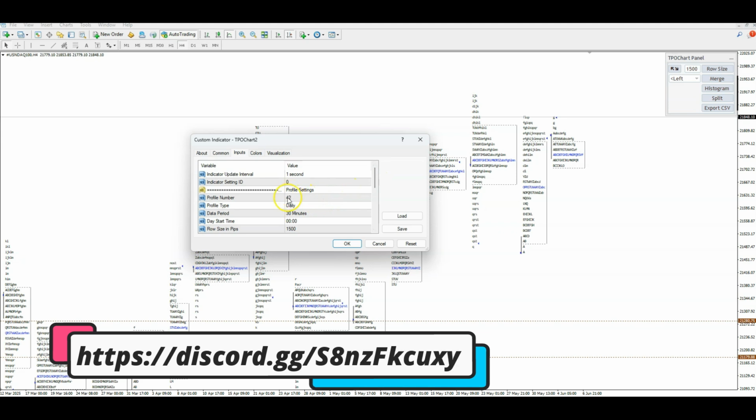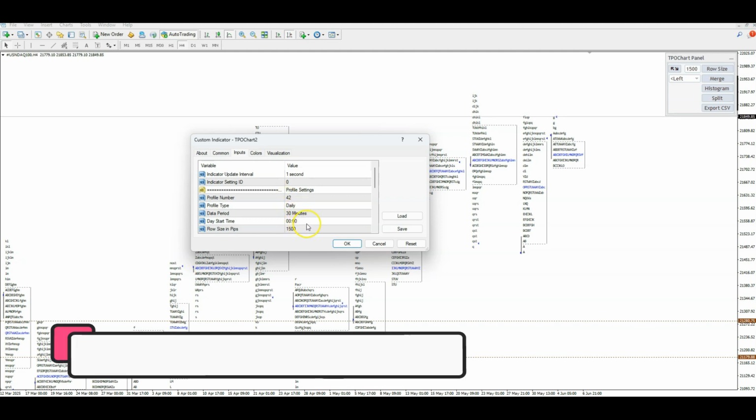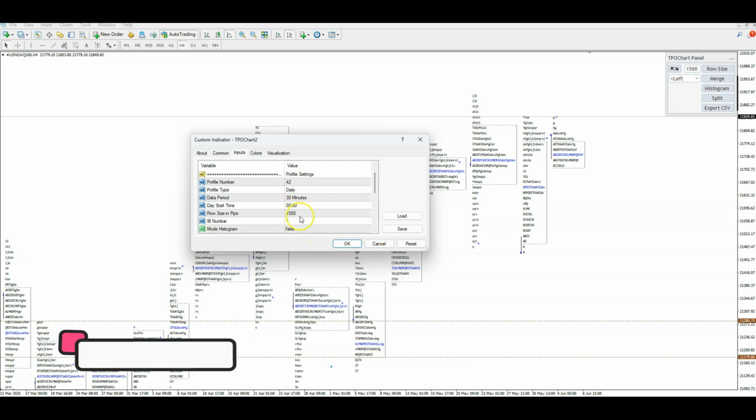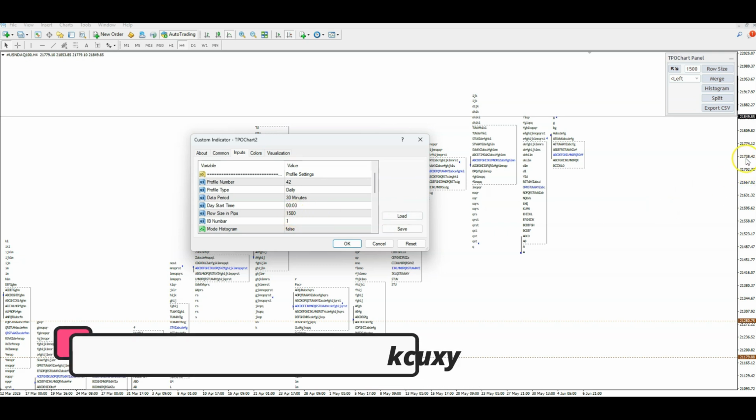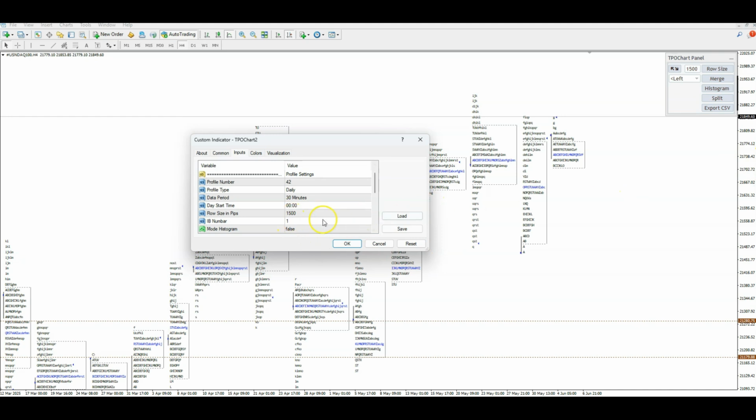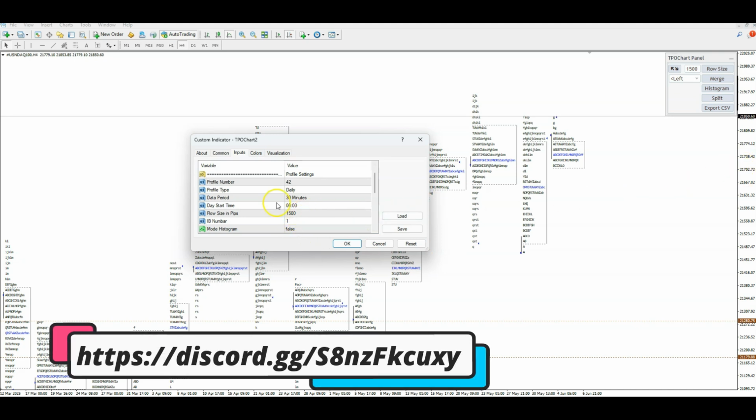So I've got a 42 profile look back, which is what I want to see. That's about 2 months' worth of trading days. Daily profile, 30-minute rotations. Start time is midnight, and row size is 15. Because the Nasdaq has 5 digits, essentially what I'm doing is referencing the last 4. So this is technically 15 points on the Nasdaq. That's the row size in pips. And then we move lower, and I say 15 handles.